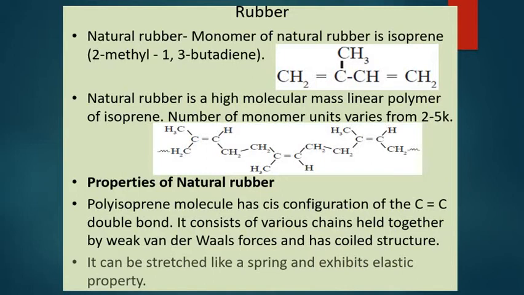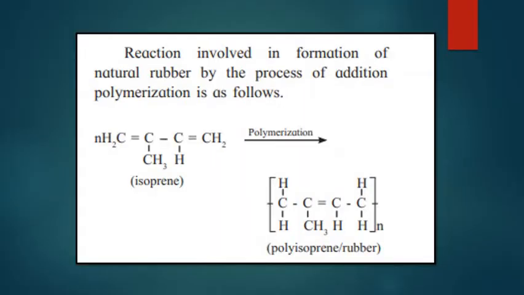And if I want to talk about how it is formed, this is the reaction involved, where n molecules of isoprene are taken and polymerize to give you polyisoprene, or rubber. Here, this bond and this bond are broken, these two carbon atoms have free valencies, and on rearrangement these two carbon atoms develop a double bond between them. The structure is called rubber.